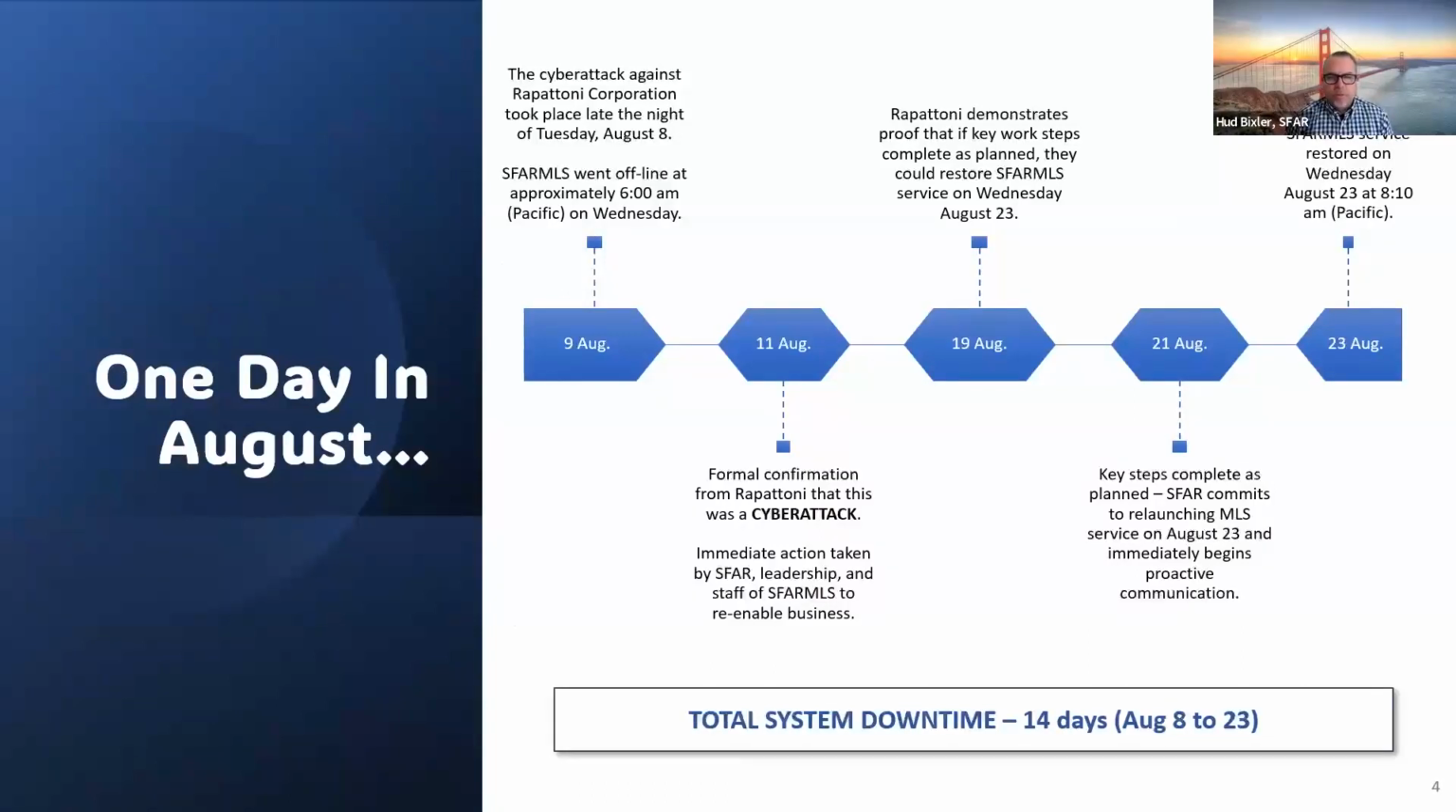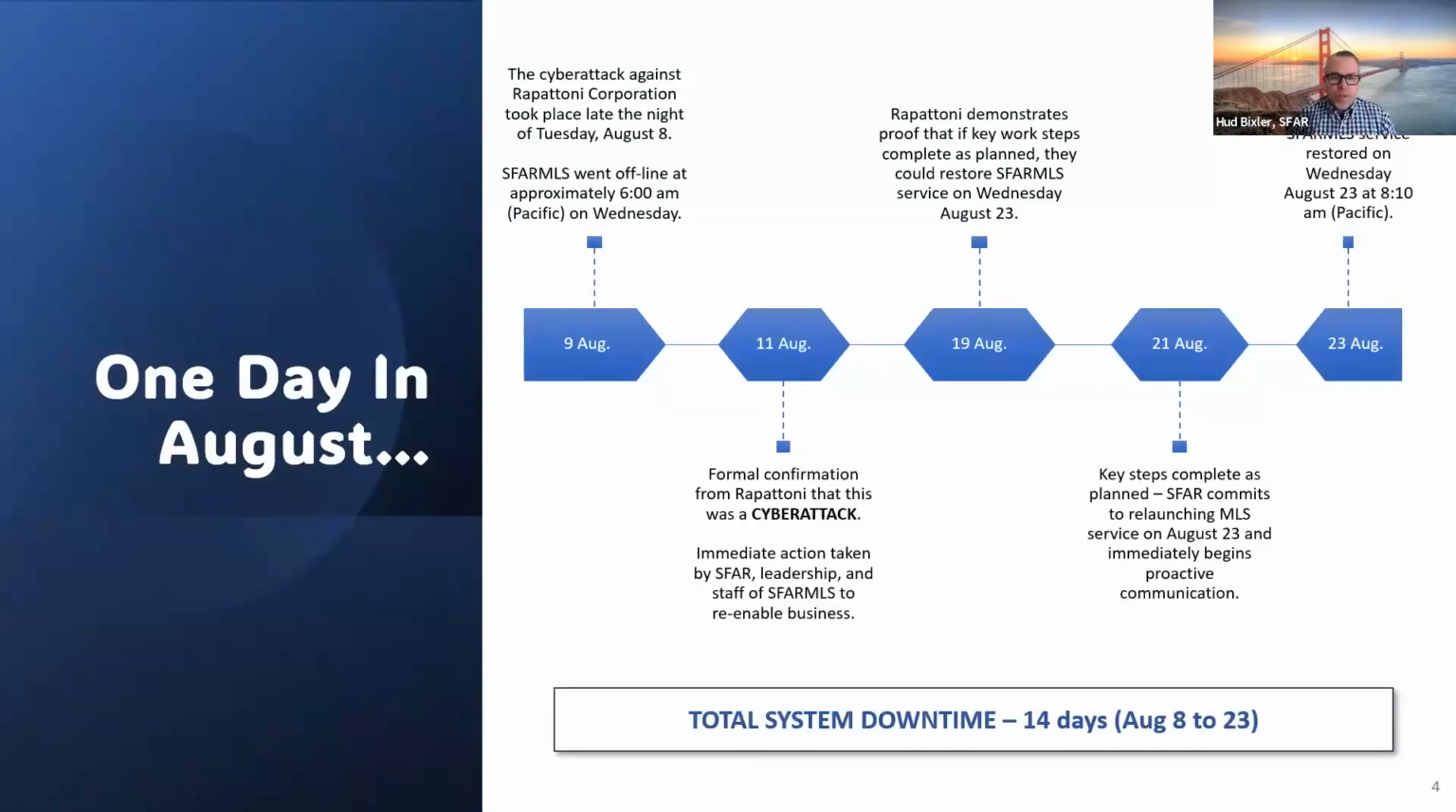malware can lay dormant for a period of time until they find the opportunity to strike. Those are the extent of the details we have. Rapattoni is a private corporation, so they are obviously keeping that information to themselves, and they are also working with the FBI and their whole insurance company. So there's a whole lot going on around that.